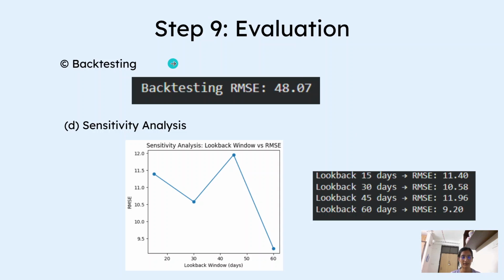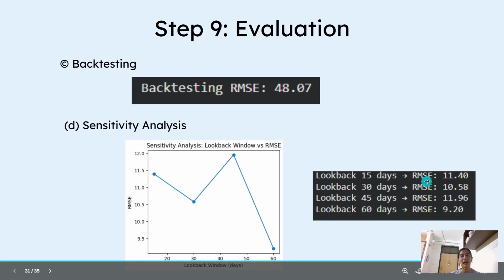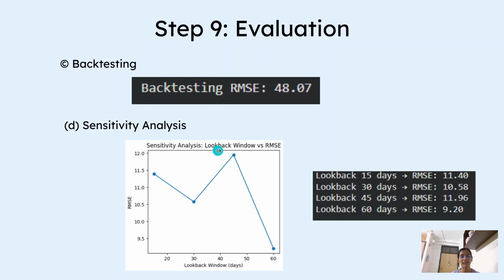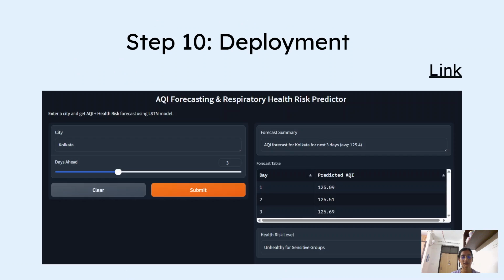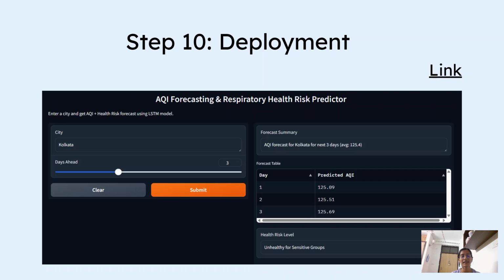Now for the backtesting, RMSE is 48.07. For the sensitivity analysis, we look at 15 days: RMSE is 11.40, 30 days 10.58, 45 days 11.96, and for 60 days it is 9.20. This means that as the days increase, RMSE increases and then decreases, so it follows a non-linear trend. Then we move to the last step of our project, that is deployment.